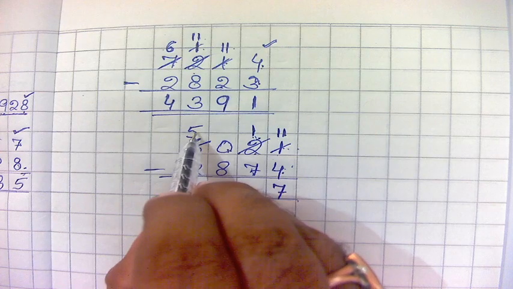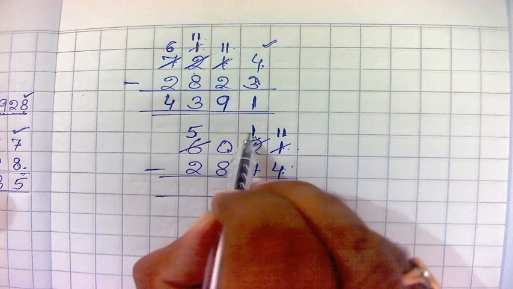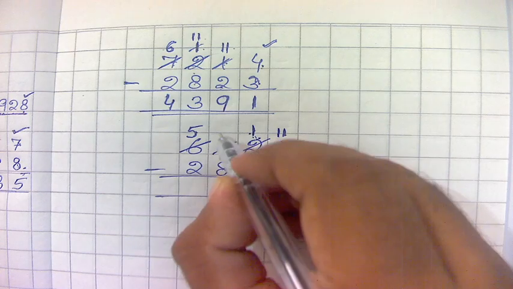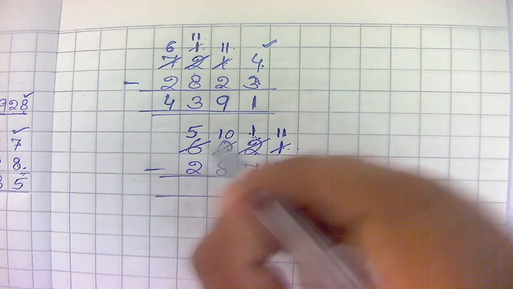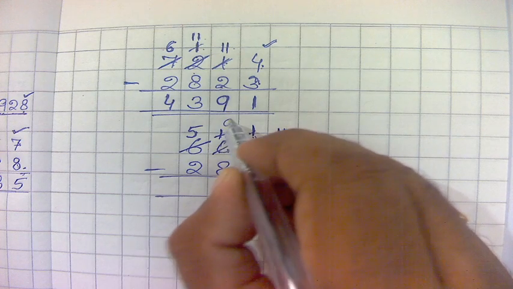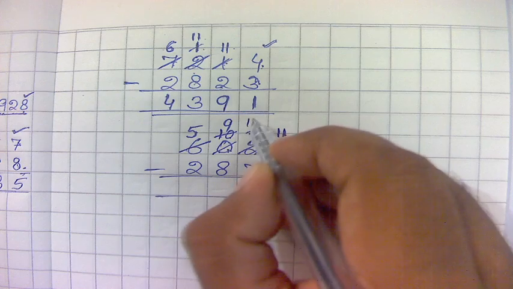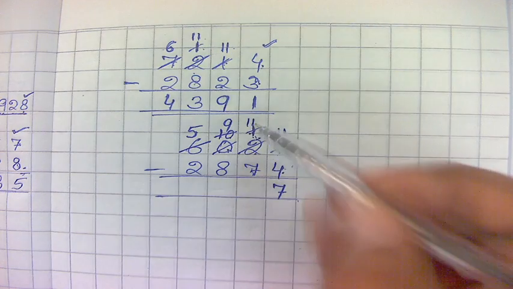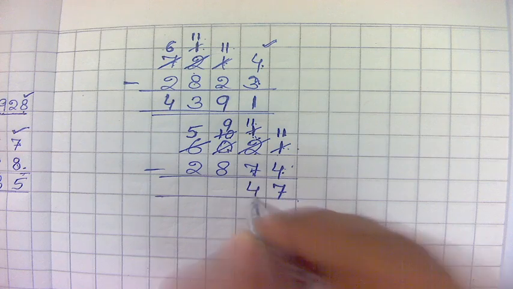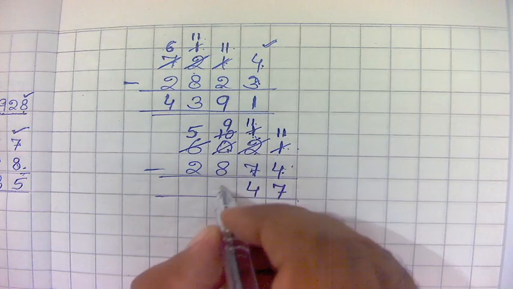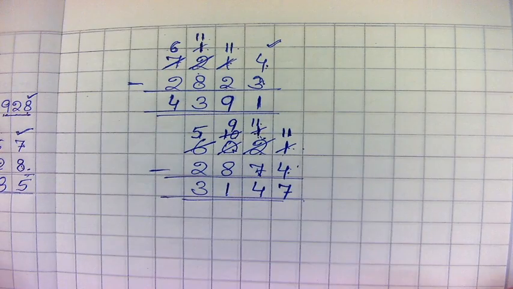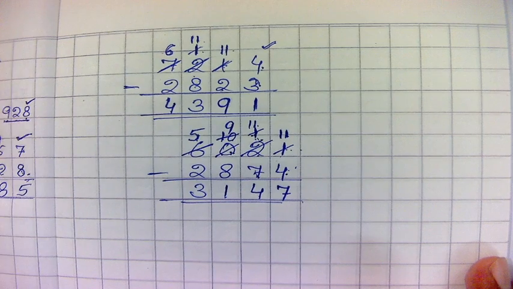Now the 1 that we have borrowed from here will not come directly here. First, to whom will it go? It will go to 0, and this 0 becomes 10. Then from 10 you will borrow 1. So here you will be left with 9, and this 1 becomes 11. So now from 11 you have to subtract 7. So 11, if you subtract 7, you have 4. Then from 9 if you subtract 8, it is 1. And from 5 if you subtract 2, it is 3. So this is how you have to subtract the 4-digit numbers.